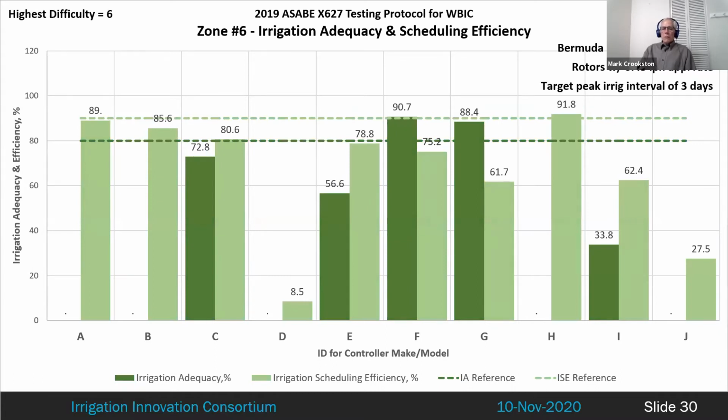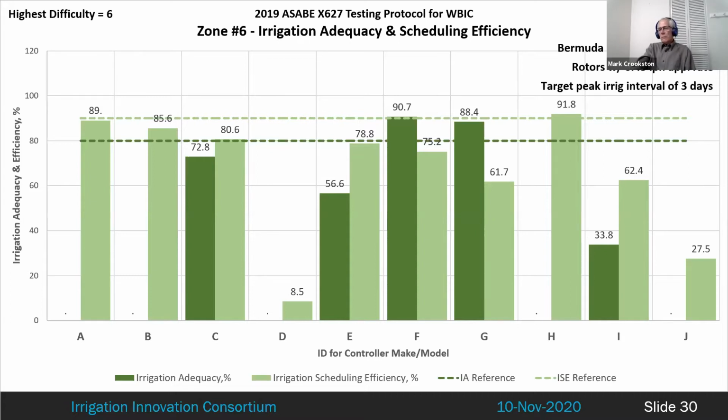Now this is zone number 6. It was the highest difficulty. Controllers C, F, and G had relatively high marks for both areas, whereas controllers A, B, D, H, and J tested lower.